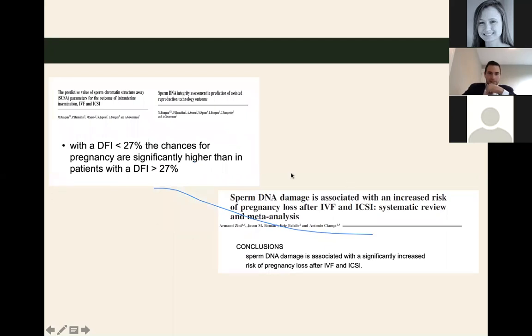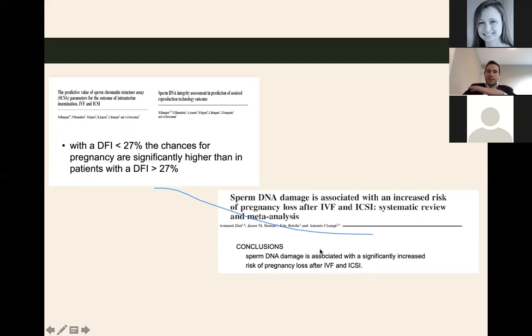Again, these are more studies about DNA fragmentation indices and the chance of pregnancy. If you have a DNA fragmentation index of less than 27%, the chances for pregnancy are significantly higher than for those who have more than 27%. And sperm DNA damage is associated with a significantly increased risk of pregnancy loss after IVF and ICSI.